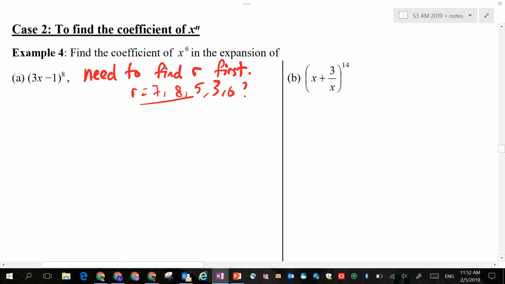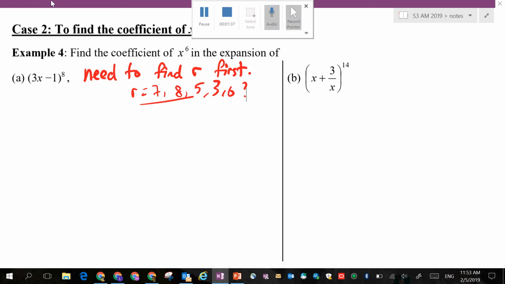So let me demonstrate how to do this kind of question. This is a different kind of question because the previous question tell you what is R, so it's easy. This one, they don't tell you what is R, you can't guess. Okay, so let's start. Now how do I do? First, you write down the formula first. Can you write down the formula?